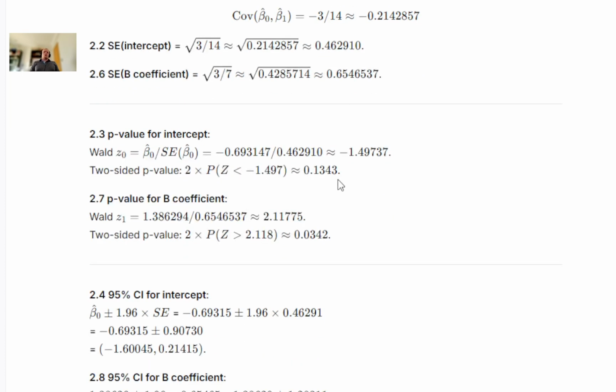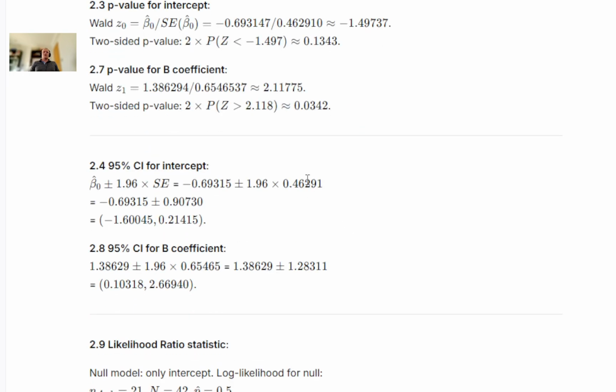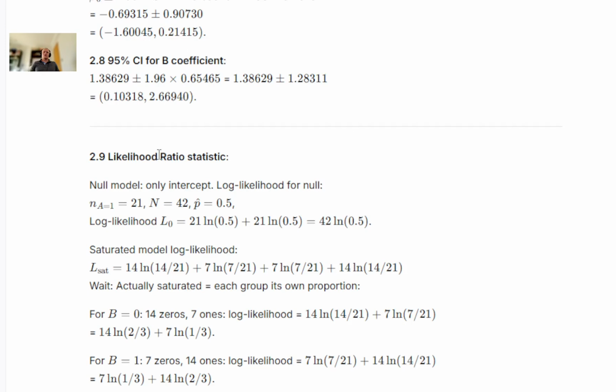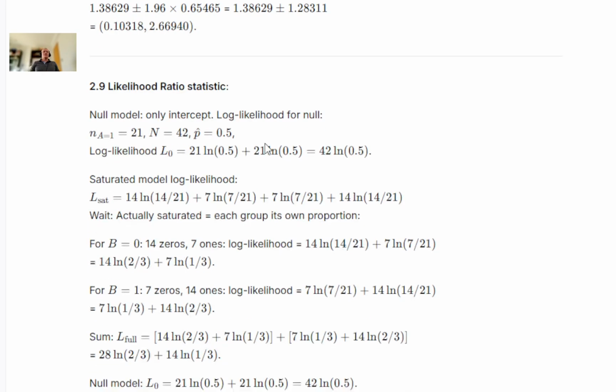The p-values are also correct. They are provided here. They are based on, in this case, Wald Z tests. We have point estimates, we have standard errors, so we have Wald Z scores, and then we can calculate the p-values, which are here, and then the 95% confidence intervals are also correct for this data set.